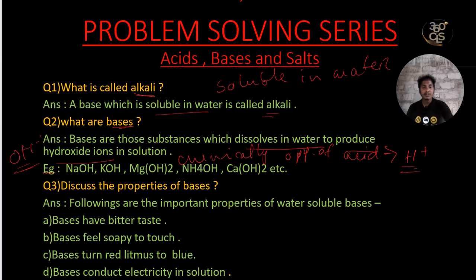So for example, sodium hydroxide, potassium hydroxide, magnesium hydroxide, which is also known as milk of magnesia, ammonium hydroxide, and calcium hydroxide, which is also known as slaked lime. So all these are what? The examples of bases.